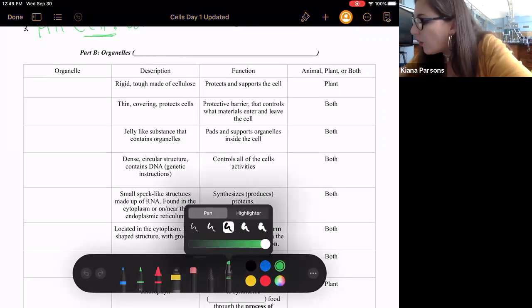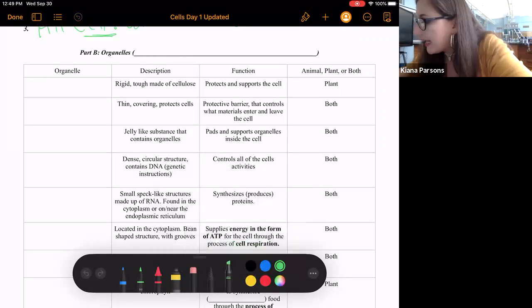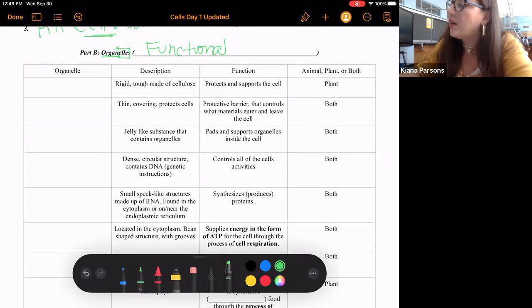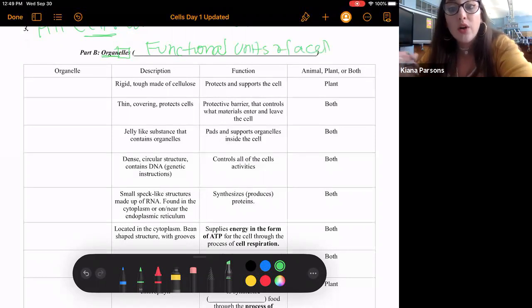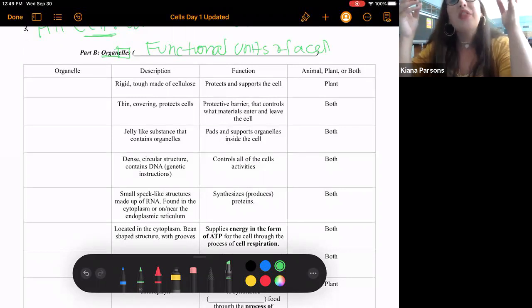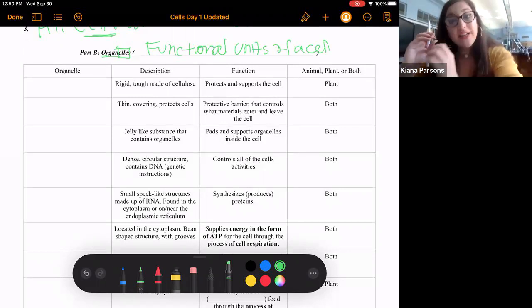So organelles are like little small organs within the cell. So they are the functional units of a cell. So just like in our bodies, our heart pumps blood and our brain sends neural impulses, within a cell there are different specialized structures that perform different roles in order for the cell itself to carry out its life functions.